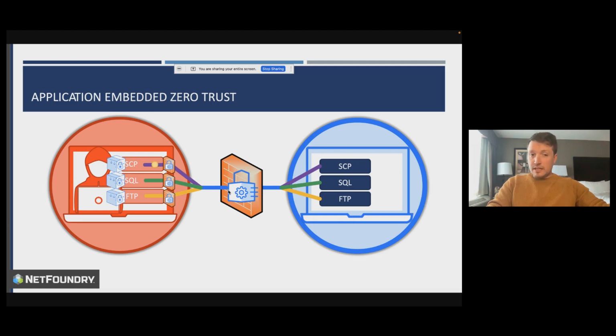What is impossible is for a malicious actor to try and compromise FTP from SCP. This is not possible because you cannot orchestrate that type of attack.